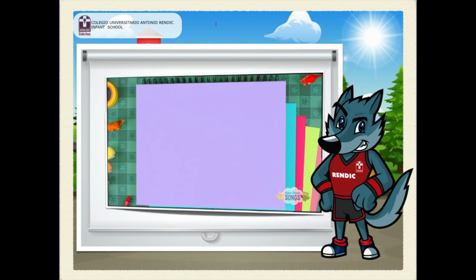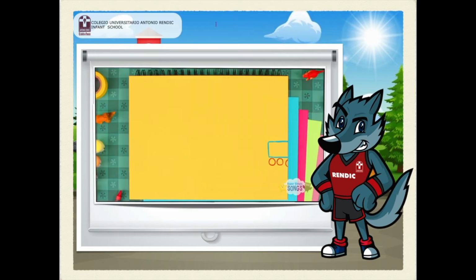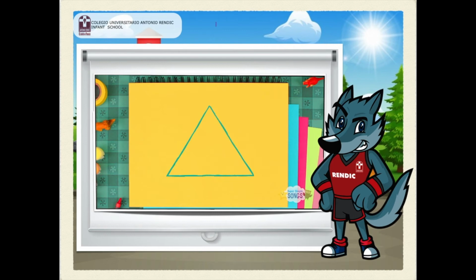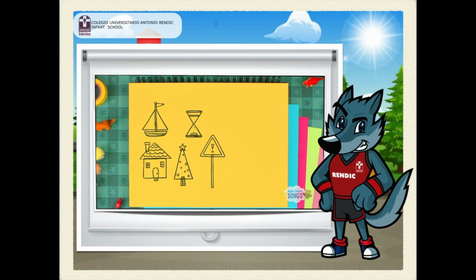Let's start with a triangle. A triangle. Can you make a triangle? A triangle. Can you find a triangle? Can you find a triangle? Ready? Go!